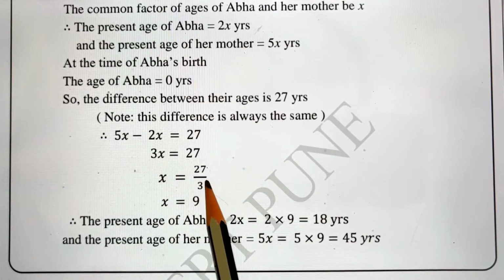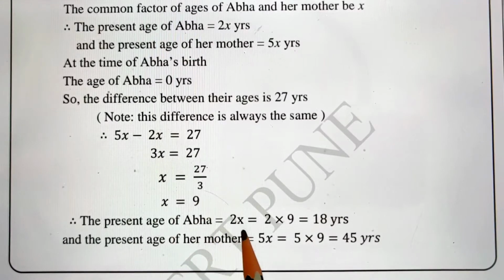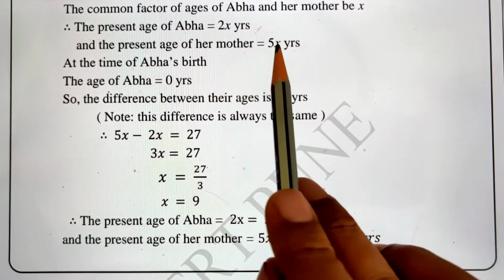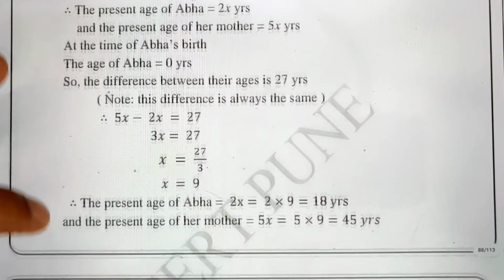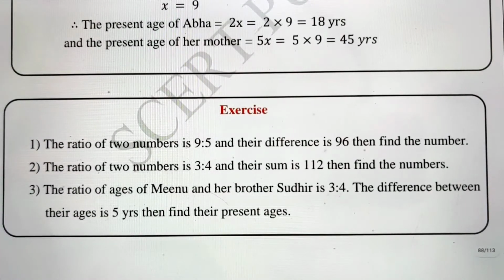तो ये मल्टीपल मुझे मिल गया, कॉमन मल्टीपल. Therefore Abha's age 2x, तो 2x में x is equal to 9 डाला तो 18 years and her mother's age 5x, 5 into 9. So in this way we can solve the statement sums or word problems which are based on the ratio and proportion and specifically based on numbers and ages. So here in the exercise again 3 sums are given. Practice those sums properly. Before solving them, see the video on how the given examples are solved and then try to solve.